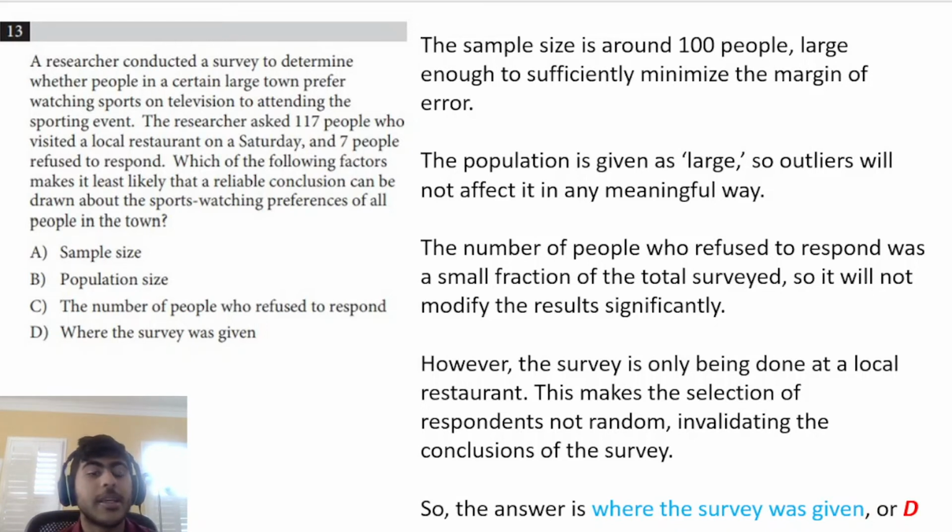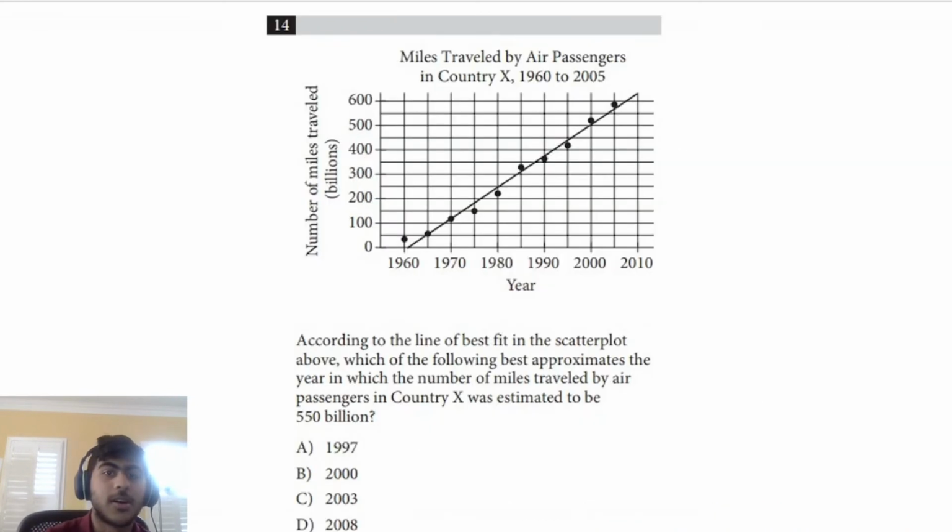It may seem unlikely that that would skew anything, but you can justify it by thinking, like, say people who go to a local restaurant are more likely to go out to places, and people who watch sports on television are more likely to order something, right? You don't know, but that makes the selection of the respondents not random. That's all we need to really know. So that's why it invalidates the conclusions of the survey. So the thing that makes the conclusions the least reliable is where the survey was given, which is answer choice D. Right, let's move on.